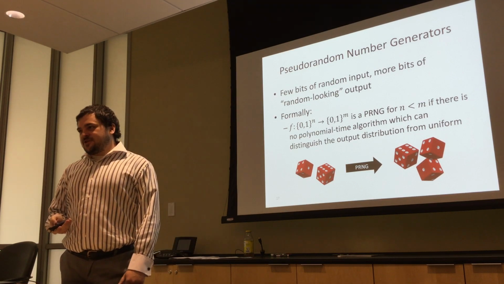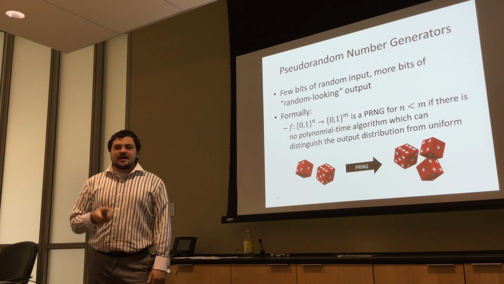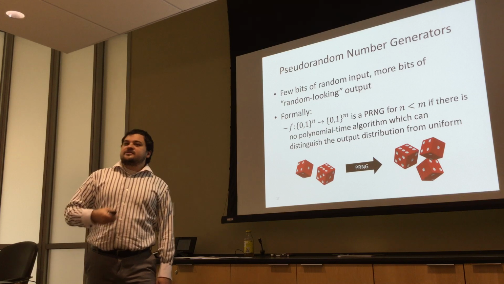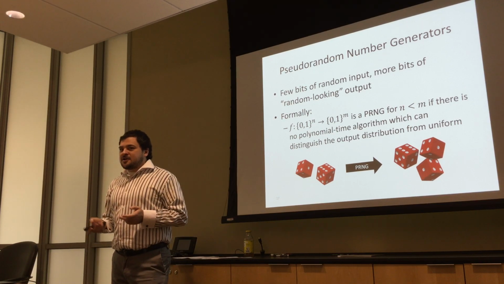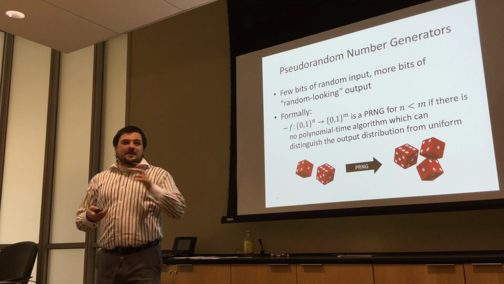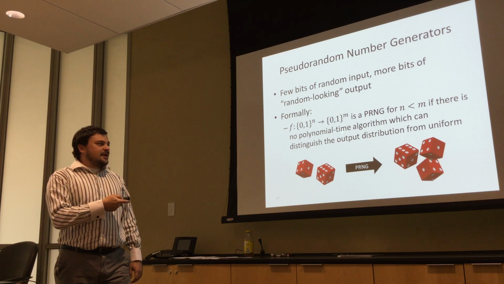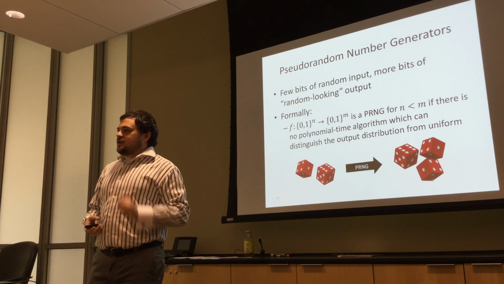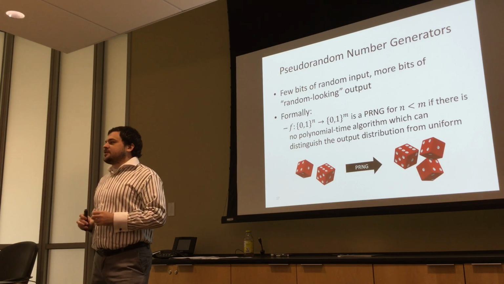A pseudorandom number generator is a deterministic algorithm which will take as input a small amount of random bits, truly random bits, and give as output a larger amount of bits which appear random. And by appear random, what we mean is that there is no polynomial time algorithm that can look at the output of that pseudorandom number generator and distinguish that from actually truly random bits.